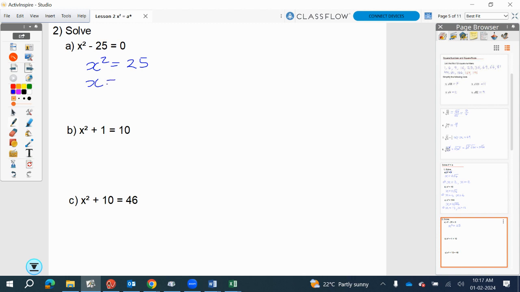Next, take square roots of both sides, introducing a plus minus. And then this gives us our two solutions: x equals minus 5, x equals 5. You must always have a full solution, including the question, written down on your page for these questions.